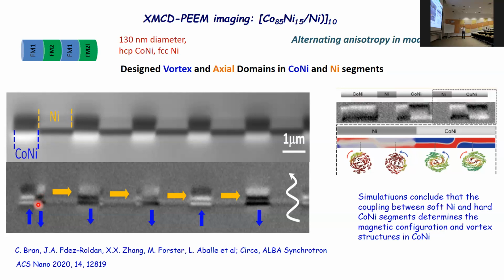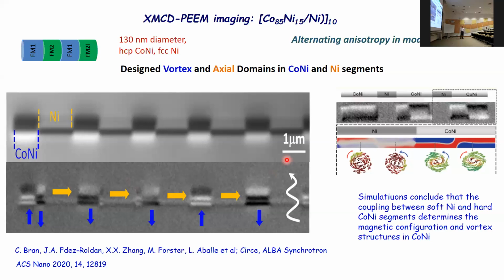In the cobalt nickel, we have in this particular segment two vortices with opposite chirality. Here in the nickel segment, we have axial magnetization and so on. In the cobalt nickel segment, we have transverse or vortex orientation, while in the nickel with cubic anisotropy, we have axial orientation of the magnetization.